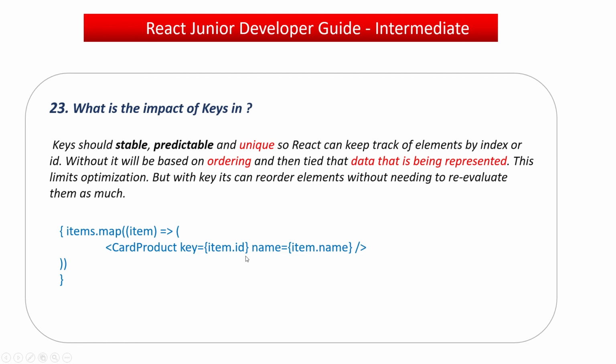Suppose in this case item.id, it is really easy for React to understand which element we want to render corresponding to its value, like name, price, those things. So it is really easy for React to reorder them. Those are all the questions that I needed to solve and show you in this video.